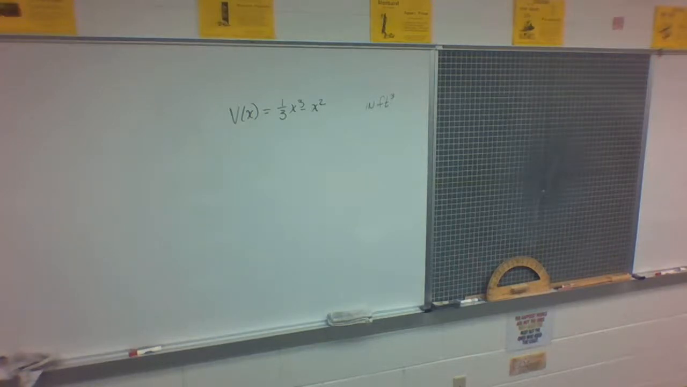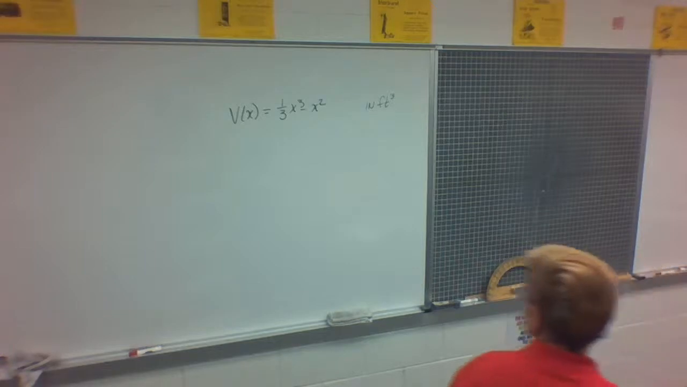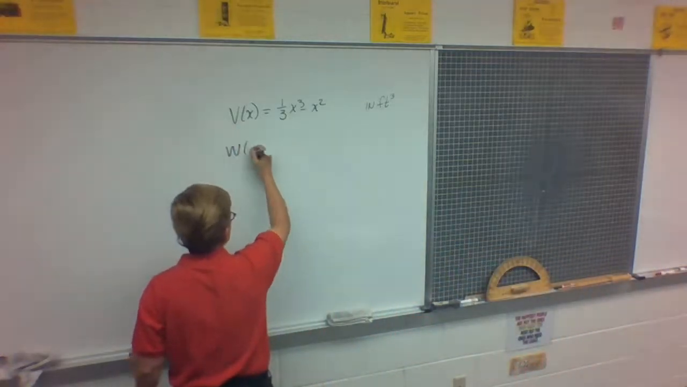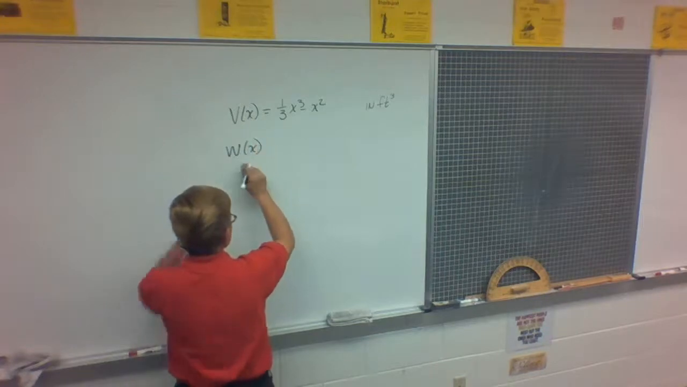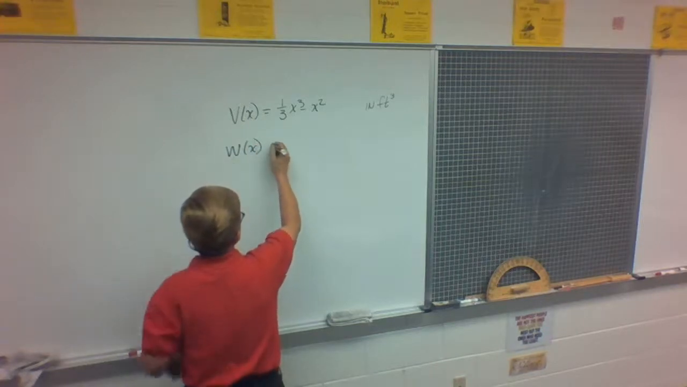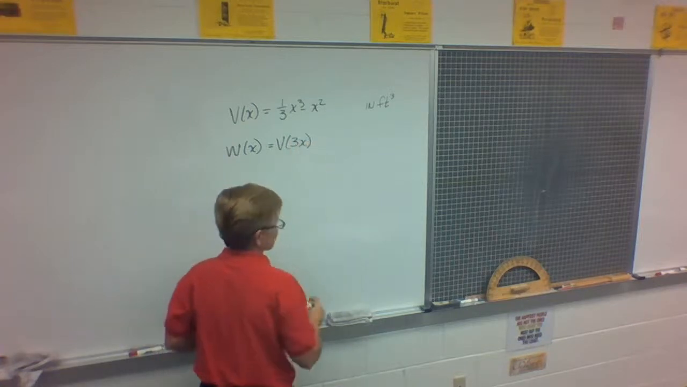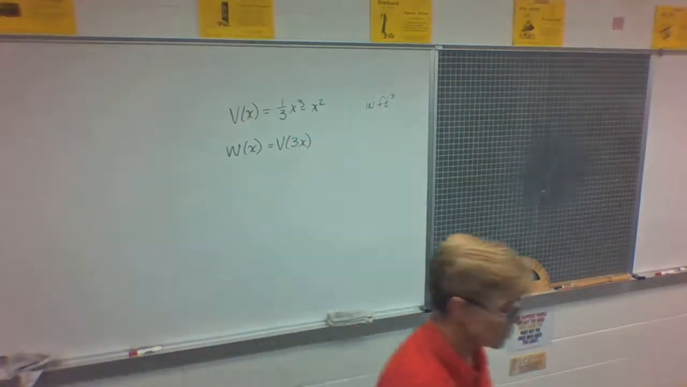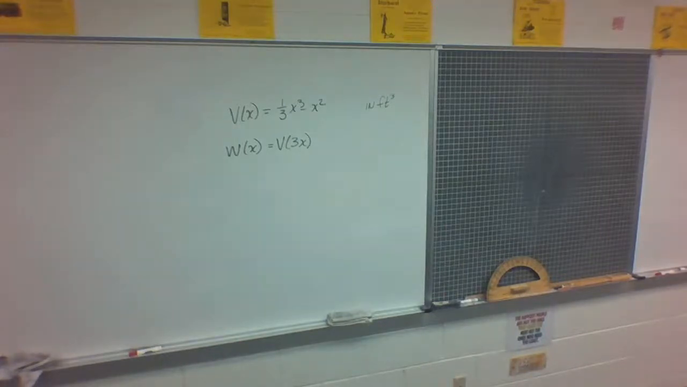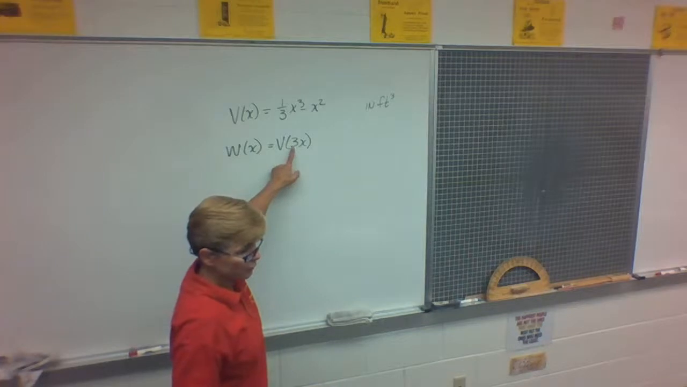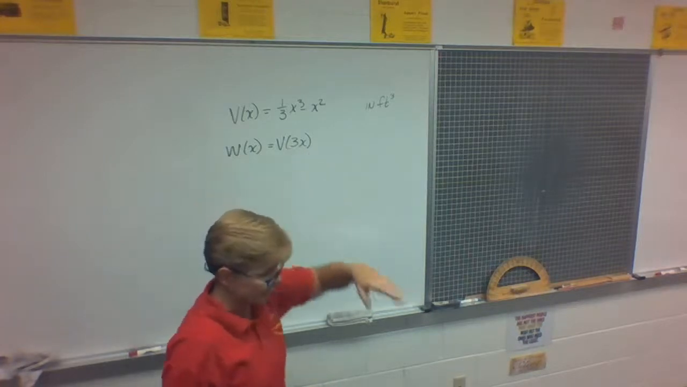the function W. Why W? Because you can't use V twice, that's all. This is still a volume formula. W of x is equal to V of 1/3 x. You understand that, because this is happening inside, we really mean 1/3? Oh, okay, that makes more sense. Yeah, now it makes more sense, right?